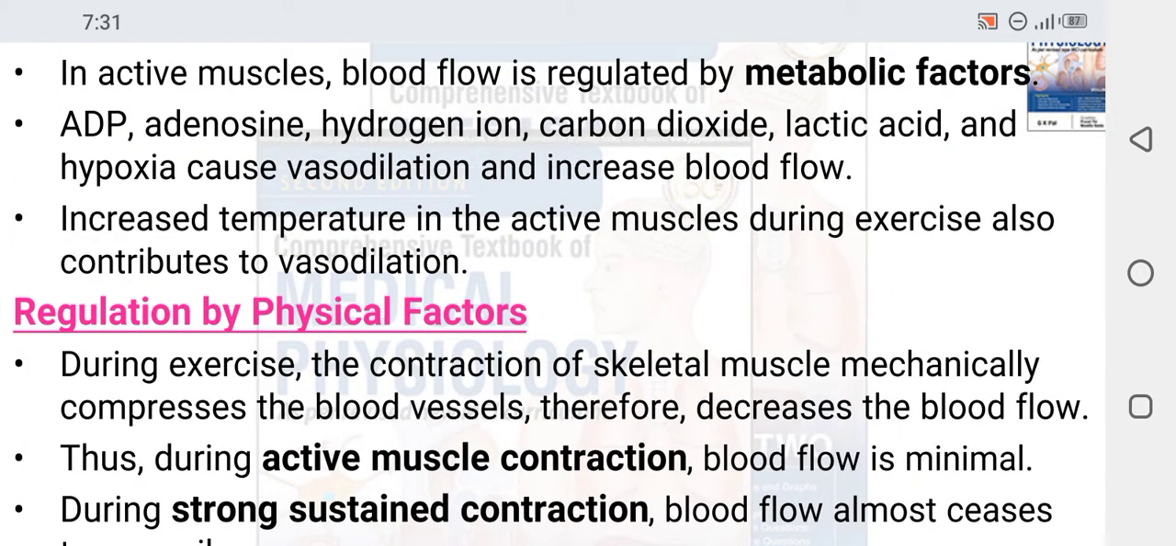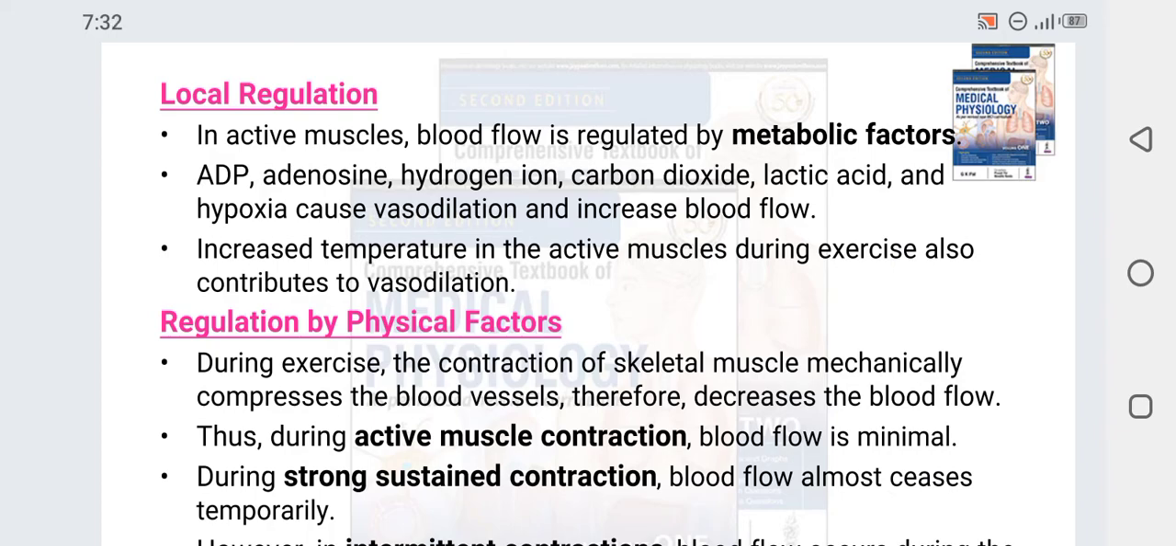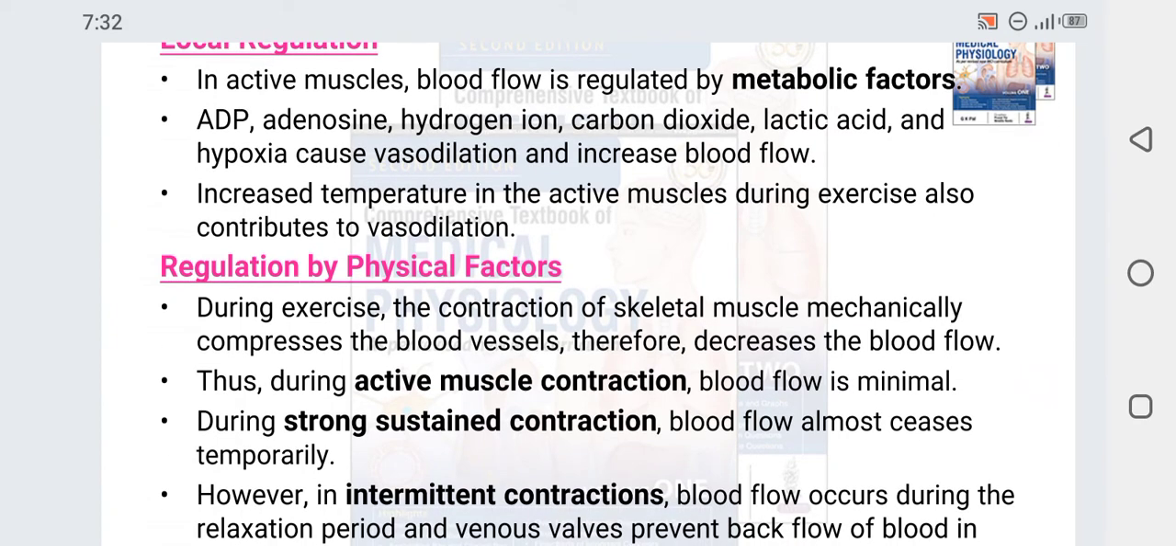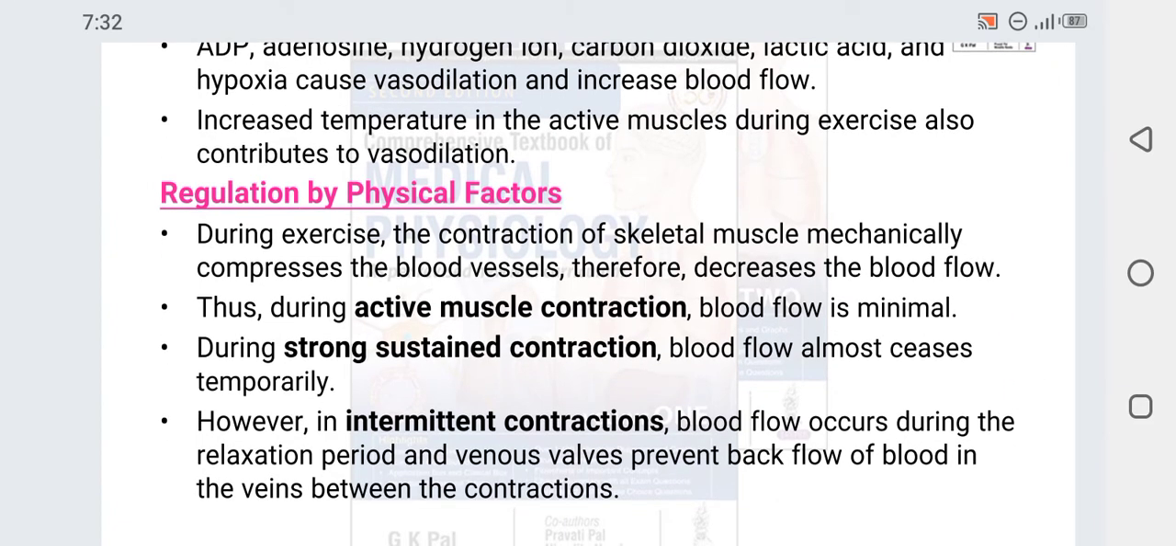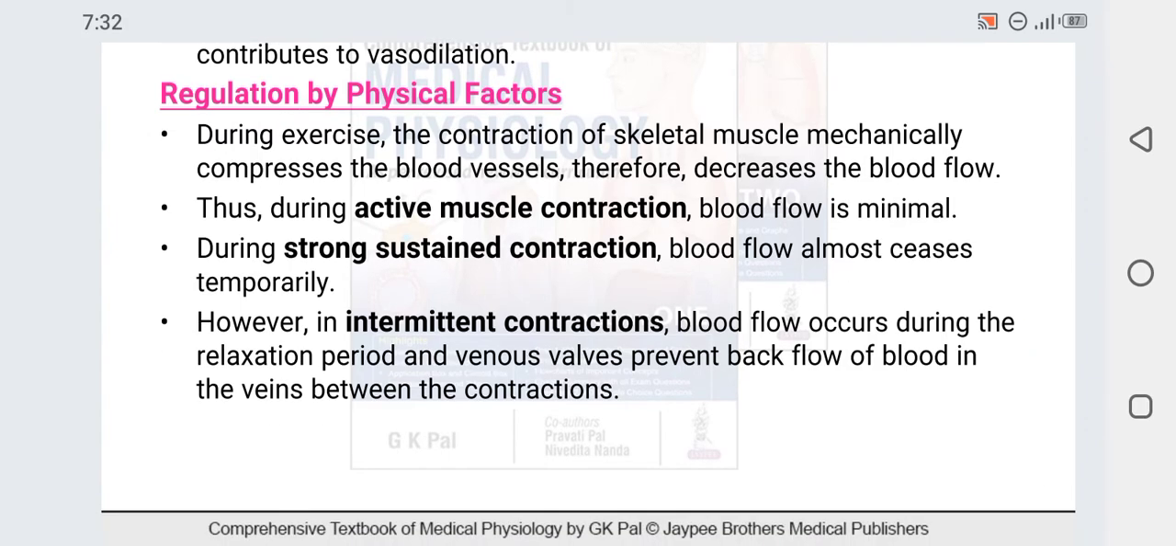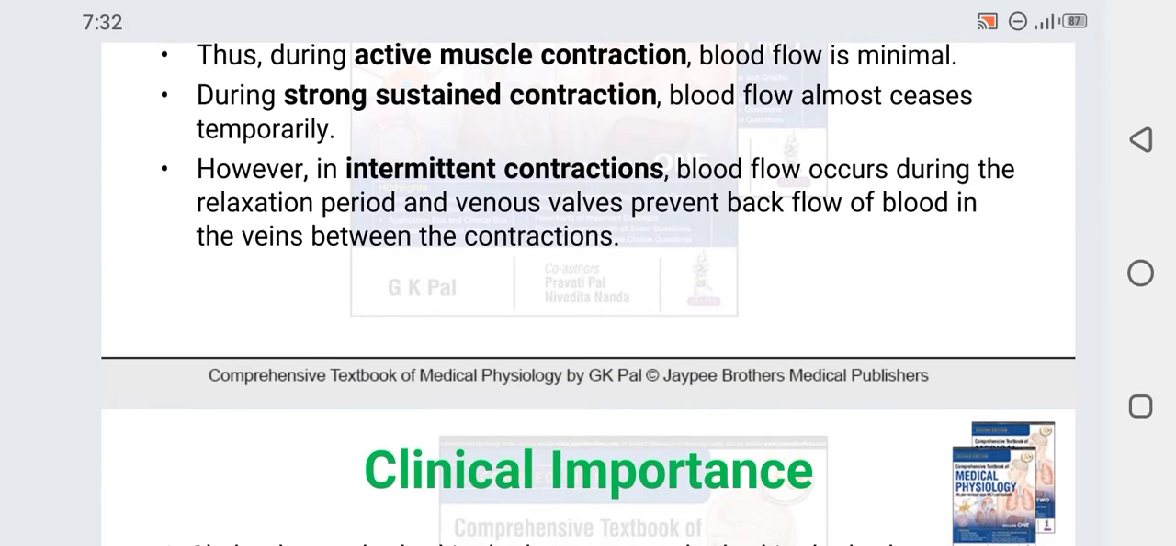Regulation by physical factor. During exercise, the contraction of the skeletal muscle mechanically compresses the blood vessels, therefore decreasing the blood flow. Thus, during active muscle contraction, blood flow is minimal. During a strong sustained contraction, the blood flow almost ceases temporarily. However, in intermittent contraction, the blood flow occurs during the relaxation period, and venous valves prevent the backflow of blood in the veins between the contractions.